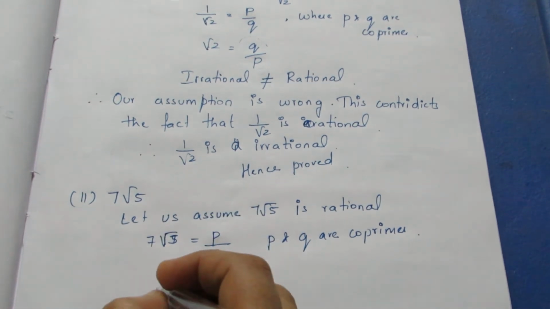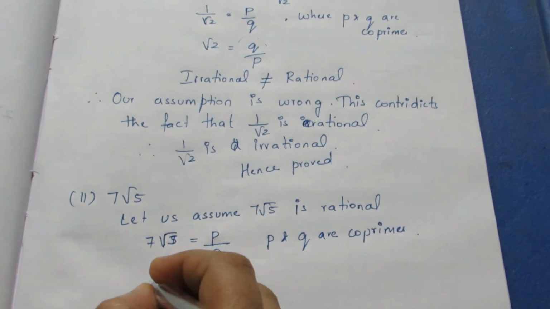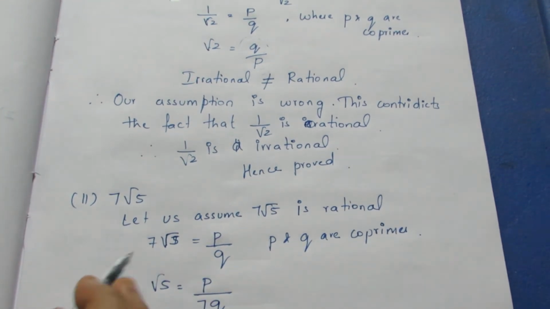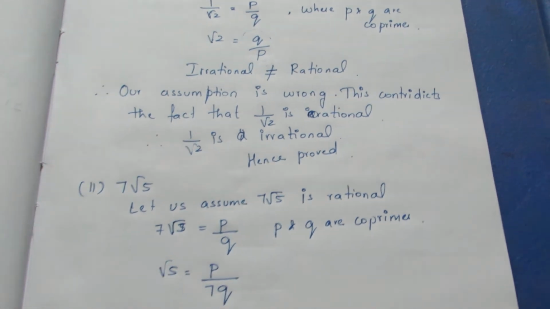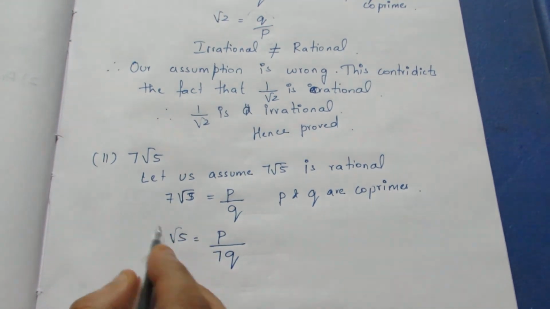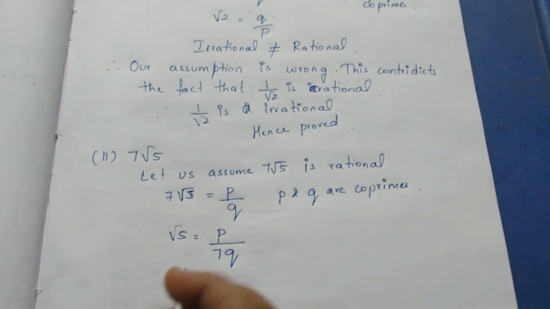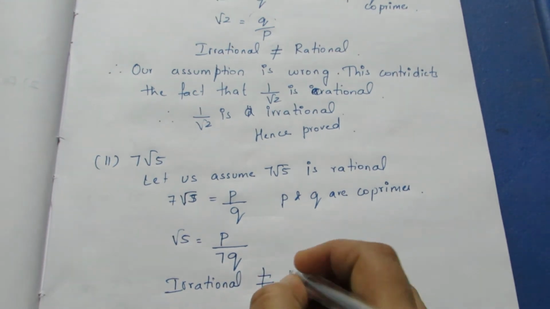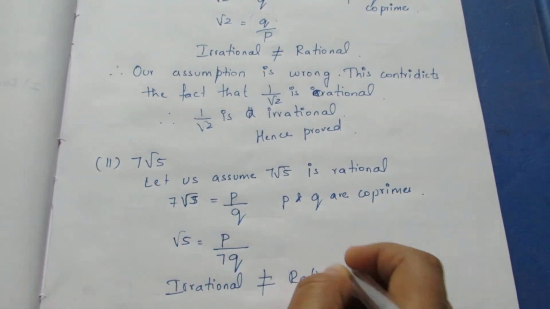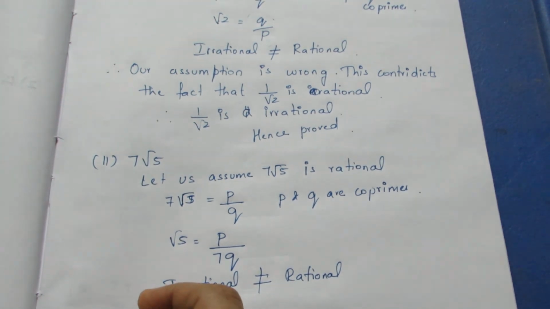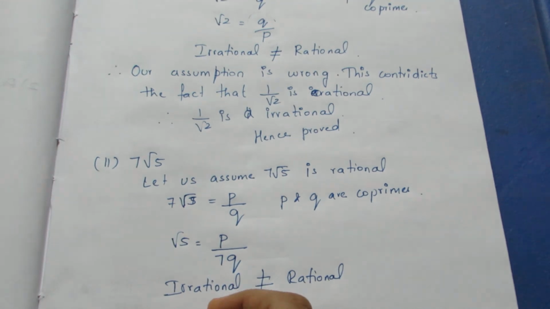If they are coprimes, root 5 is equal to P by 7Q. I am bringing this 7 to the equal to side. It becomes P by 7Q. If this is an irrational number, even this will also be an irrational number. Or an irrational number cannot be equal to a rational number. So you can directly write this to be, our assumption is wrong.